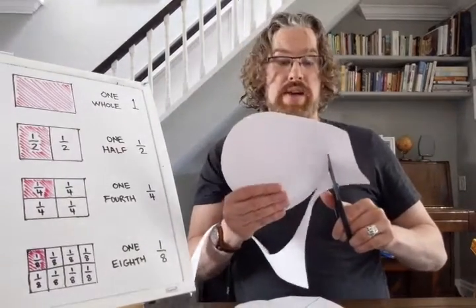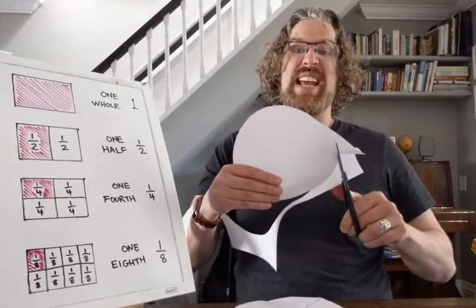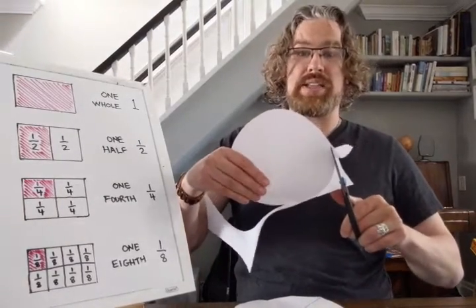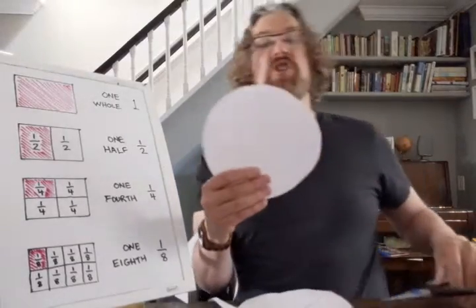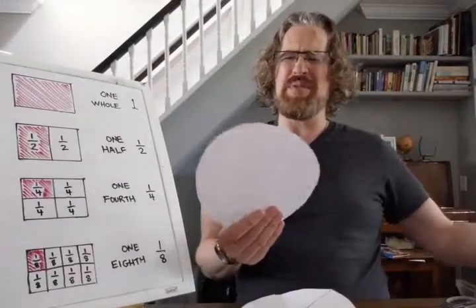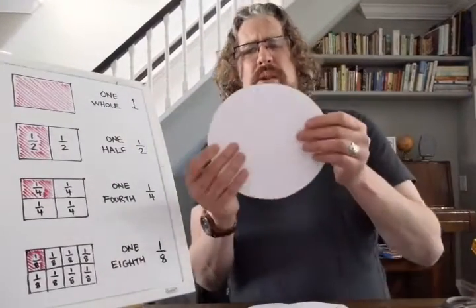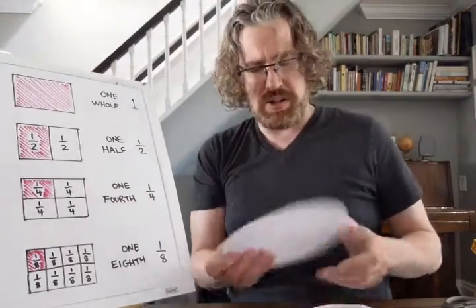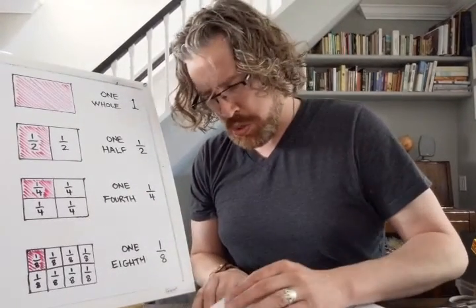Okay, so now that we have our circle, let's try that same fraction we started with last time. Let's try and fold the circle in half. I wonder how we fold a circle in half. Let's try bringing this side over until all the sides touch.